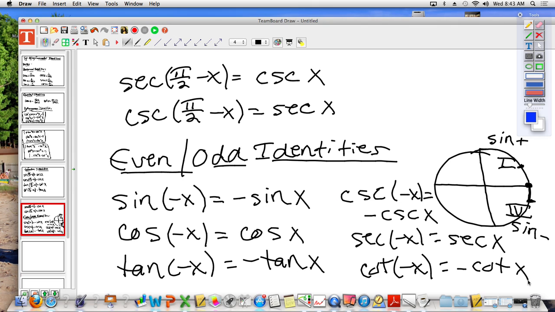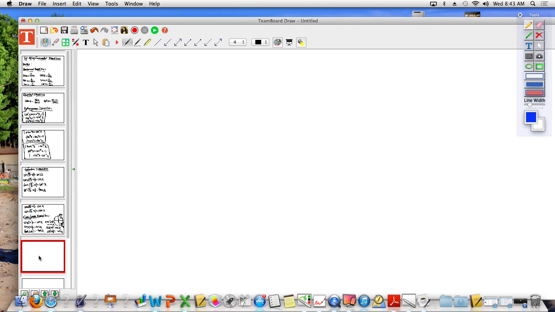Let's start putting this to use a little bit. Are we good? Can I flip? One second. This is going to be an example. We are going to need to use these identities. Example.